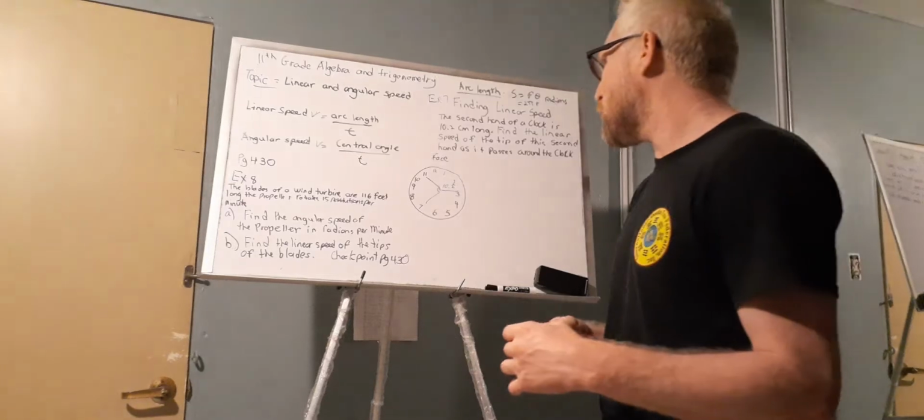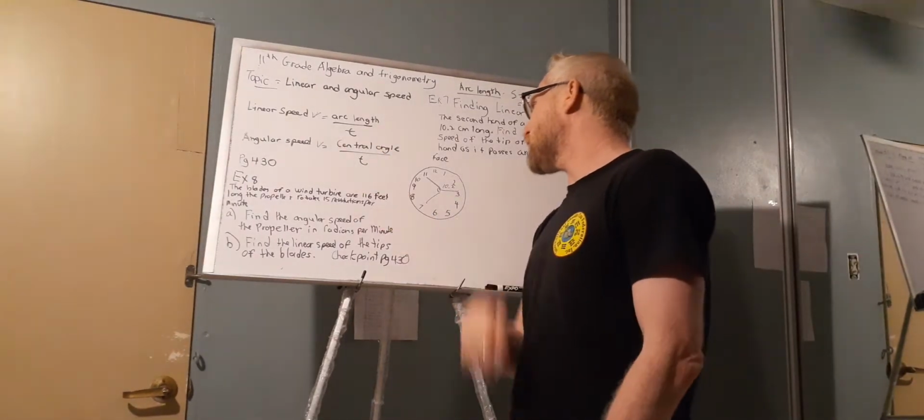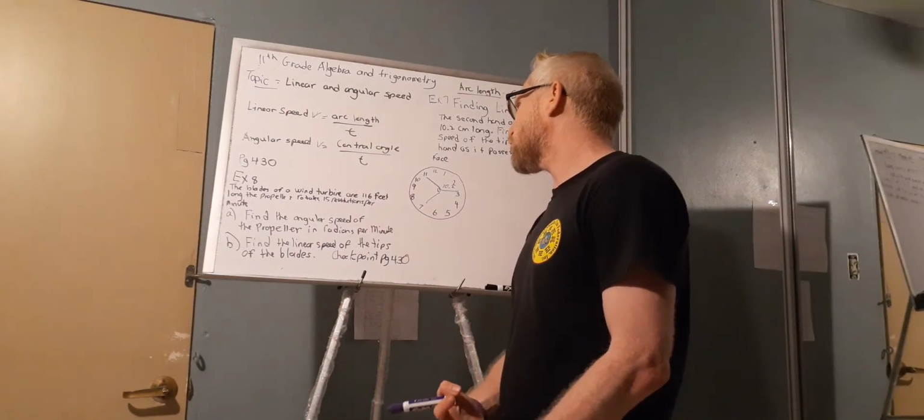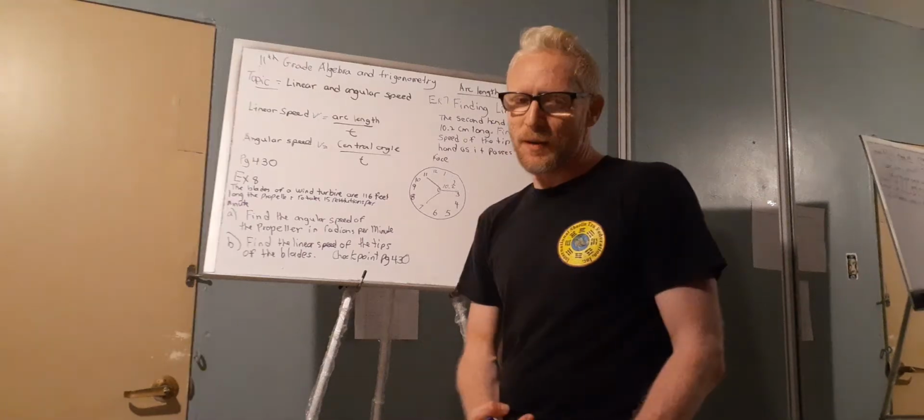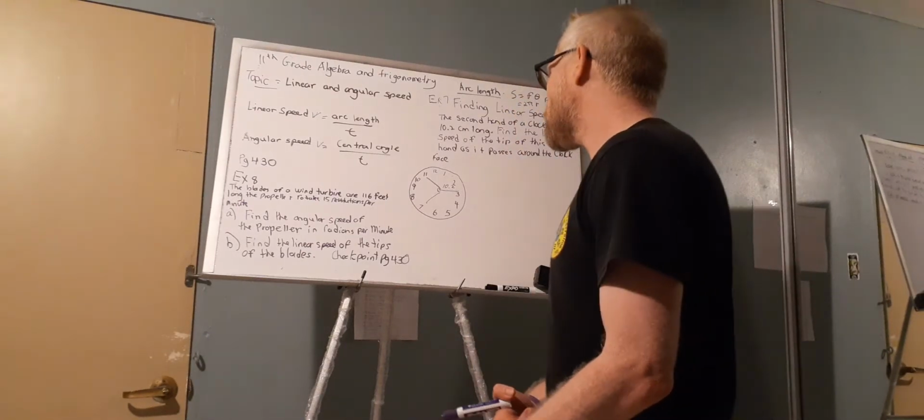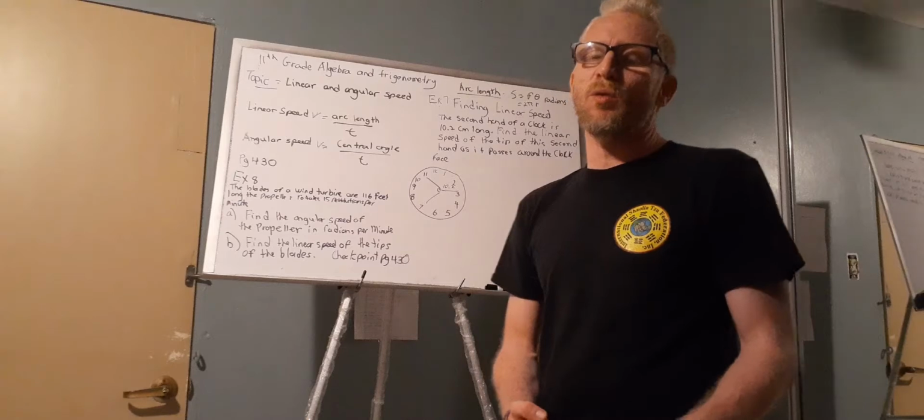The other formulas that we're going to be working on today are linear speed, which is V equals arc length over time, and the angular speed, which is the central angle over time.